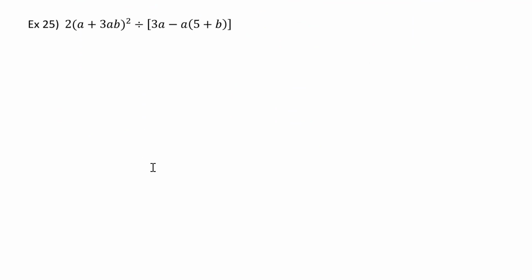Let's work through example 25. This is a challenging one. Now notice, I have all of that as one big grouping. Those are brackets combining those together, and that 2 is multiplied there. I have a division sign. I have brackets combining all those together.